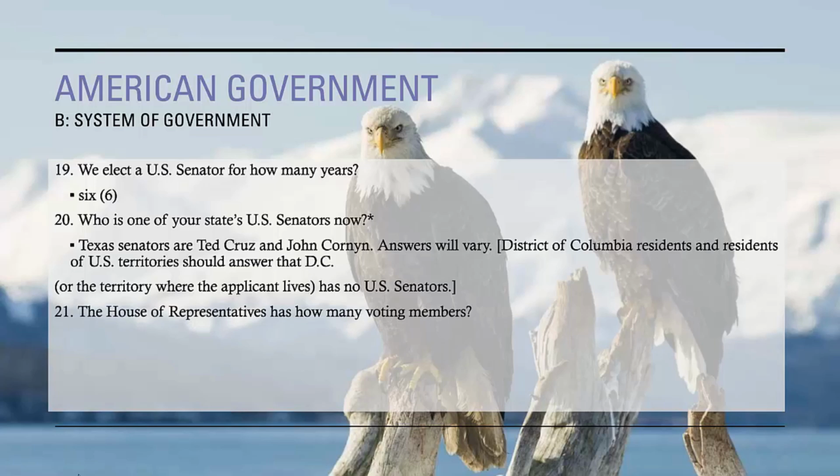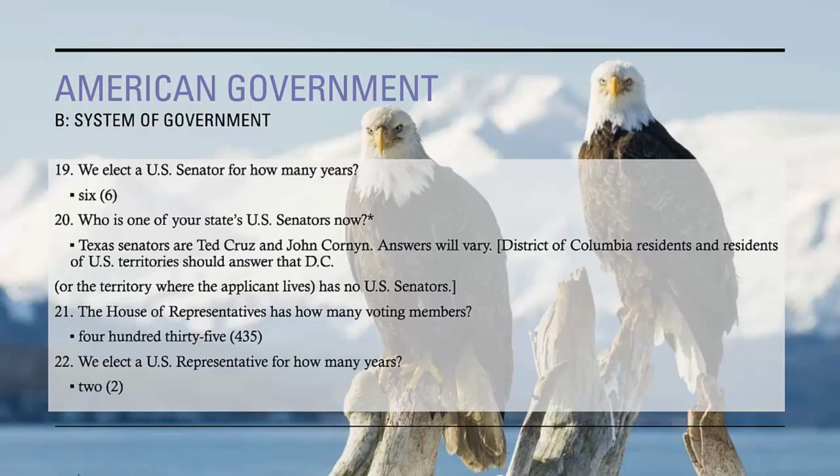Question number 21. The House of Representatives has how many voting members? The House of Representatives has 435 voting members. Question number 22. We elect a US representative for how many years? We elect US representatives for 2 years.